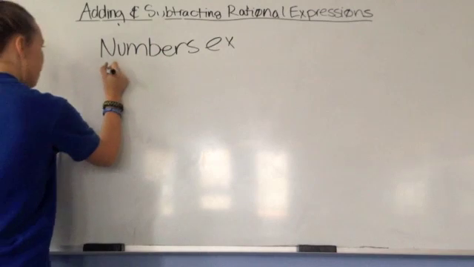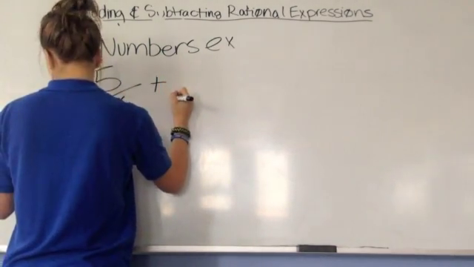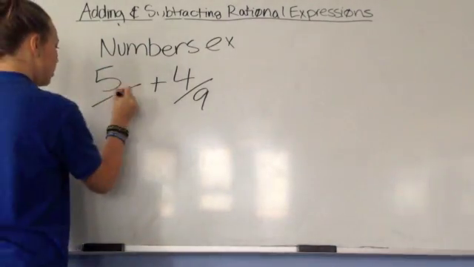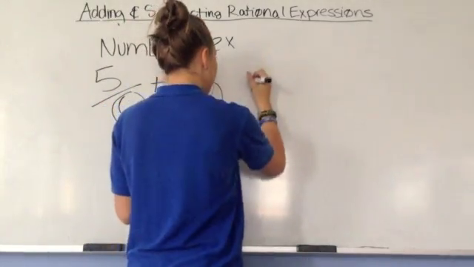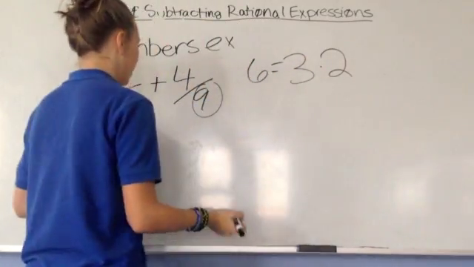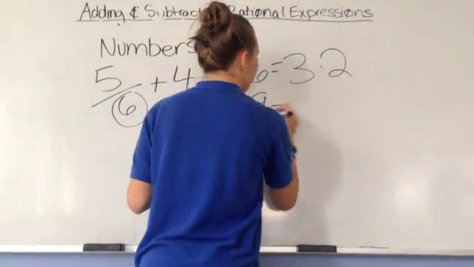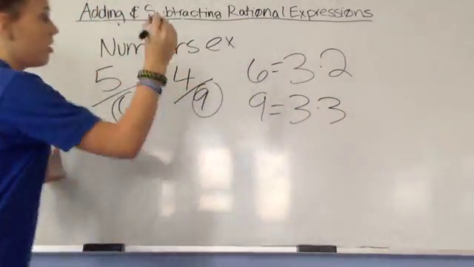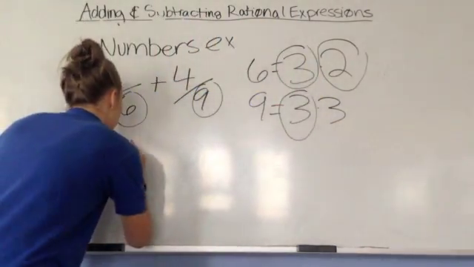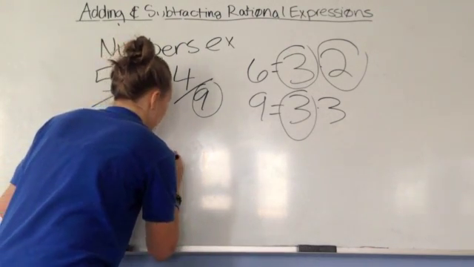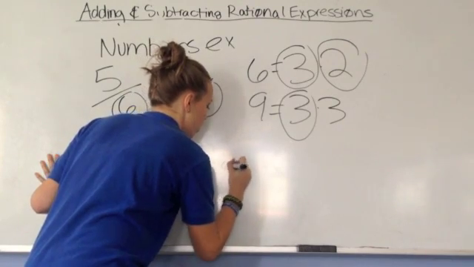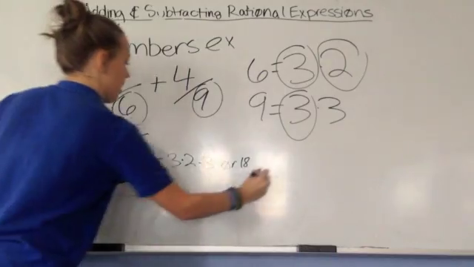So our example will be 5/6 plus 4/9. So you are going to find the factors of 6 and 9. So the factors of 6 are going to be 3 times 2. And then the factors of 9 will be 3 and 3. So you're going to take the 3 from this number, the 2 from this number, and the 3 from this number, and multiply those all together, which will get you 18. So the LCM is going to be 3 times 2 times 3, or 18. So that is the LCM.